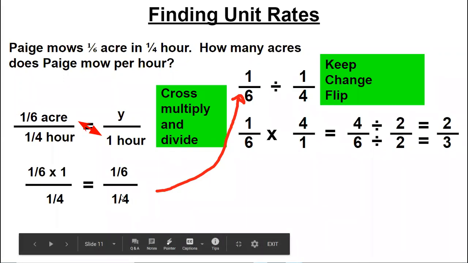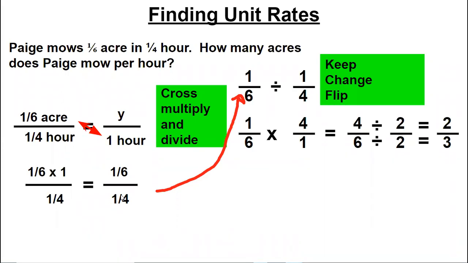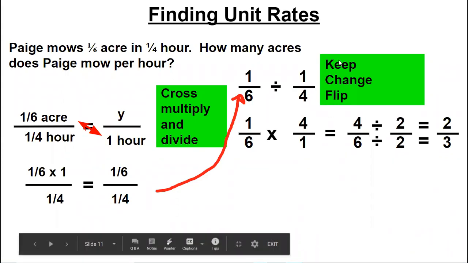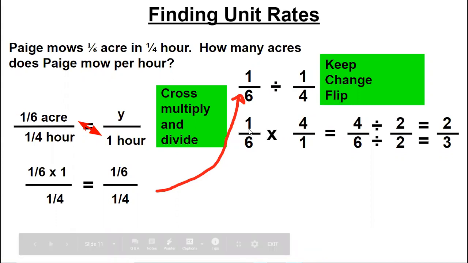The bottom number means division, right? A fraction is a division problem. So 1/6 divided by 1/4. Now I use keep, change, flip. So I'm going to keep my first number, 1/6. I'm going to change the sign to multiplication, and I'm going to flip 1/4 to the reciprocal, which is 4 on the top and 1 on the bottom. And now I'm just going to multiply.